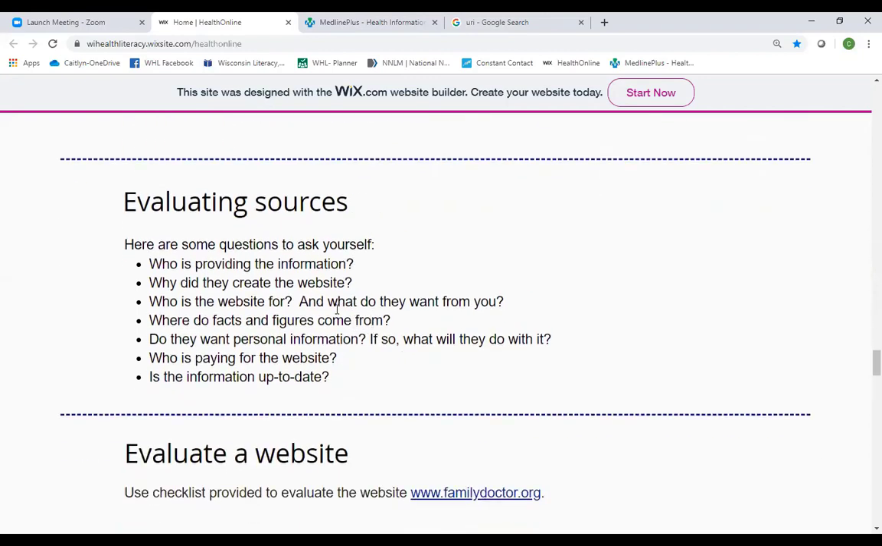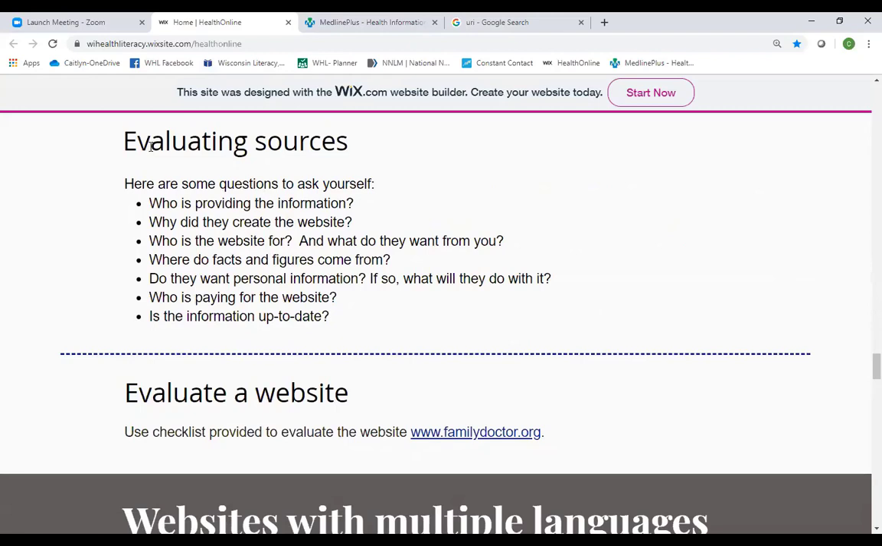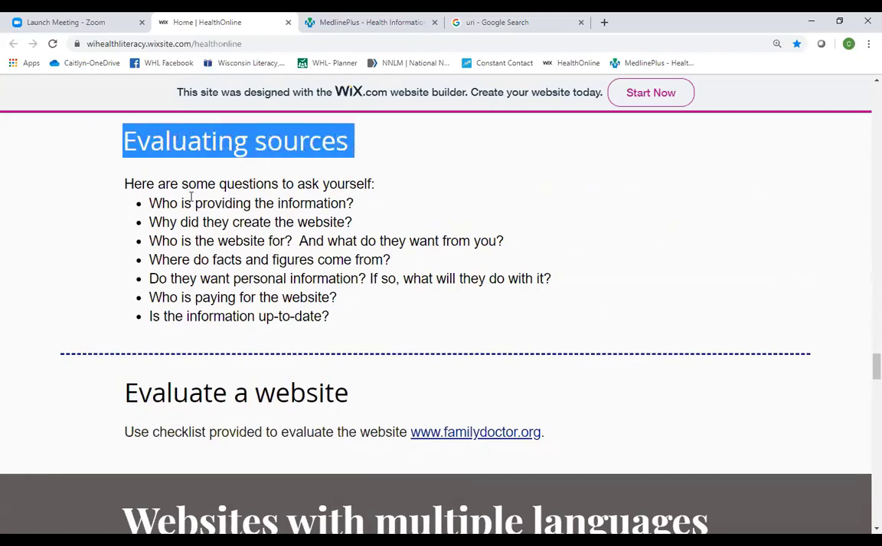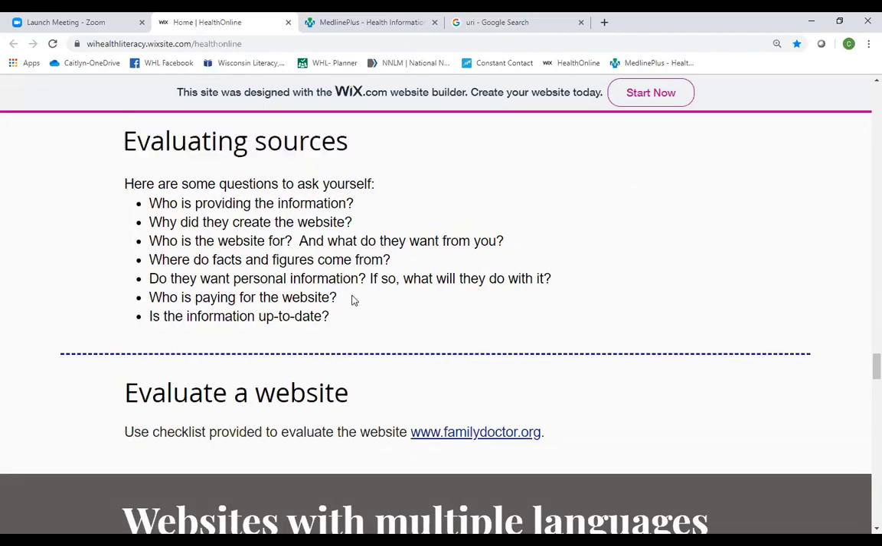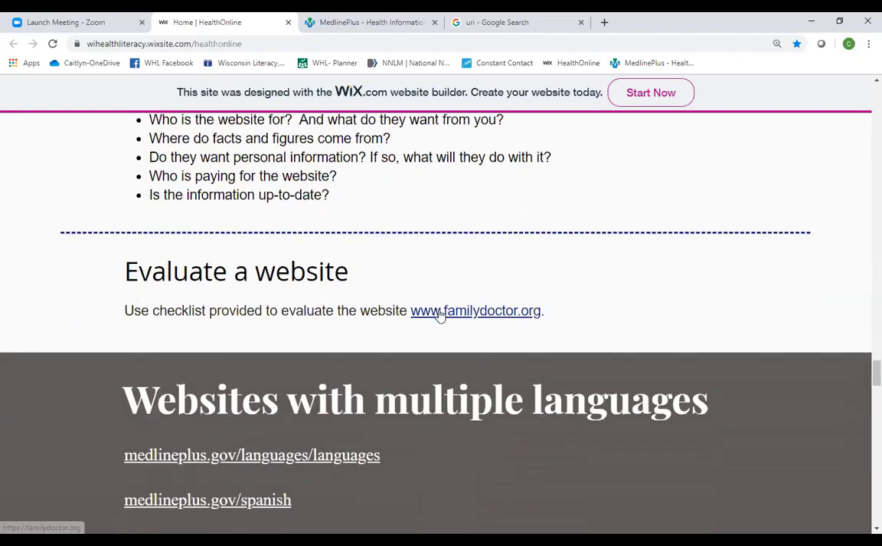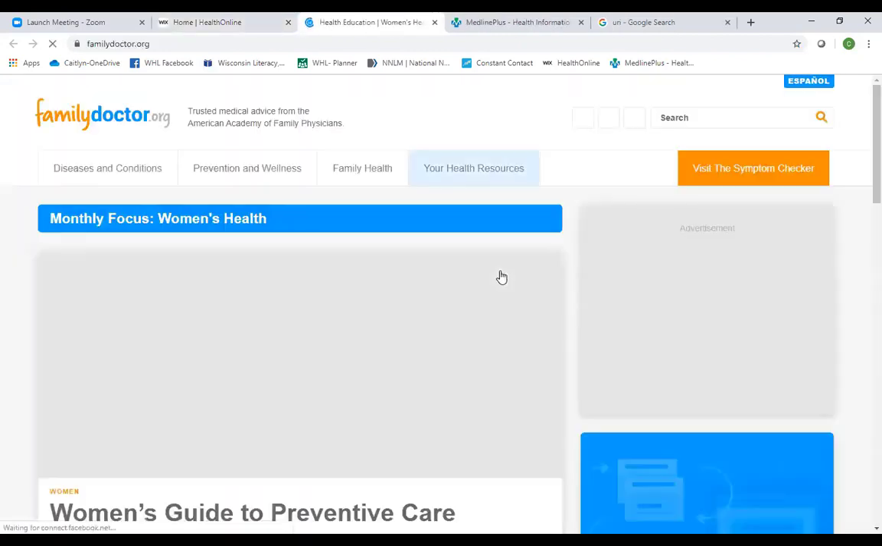As part of the handout, we have a checklist on the back of the handout, and it has evaluating sources. So there's a list of questions that we like to go through. This is something that you don't have to do every time you go on a website. That itself can seem intimidating if you say, I have to check off all these questions every time I go on a website, and that's going to take way too long. But it's just a good practice to go over in the workshop if you can go through these questions. And then so we do evaluate a website using the checklist, looking at familydoctor.org.